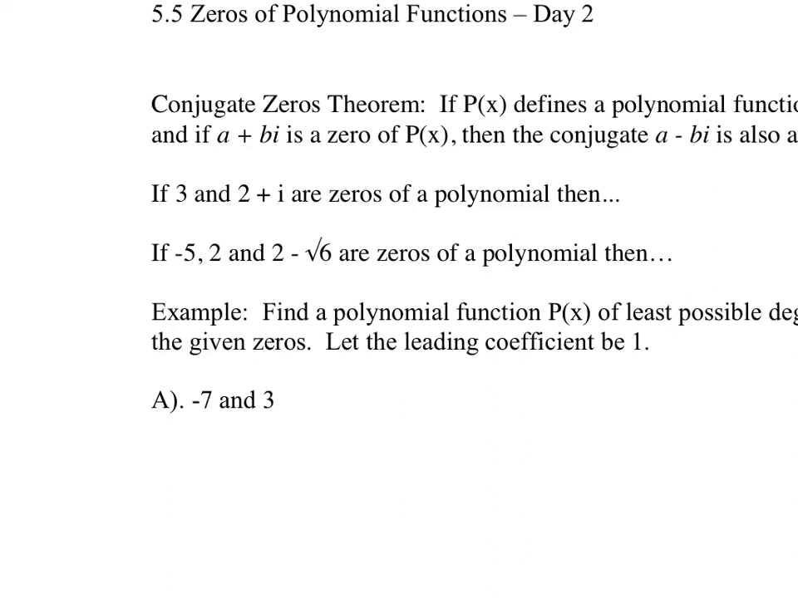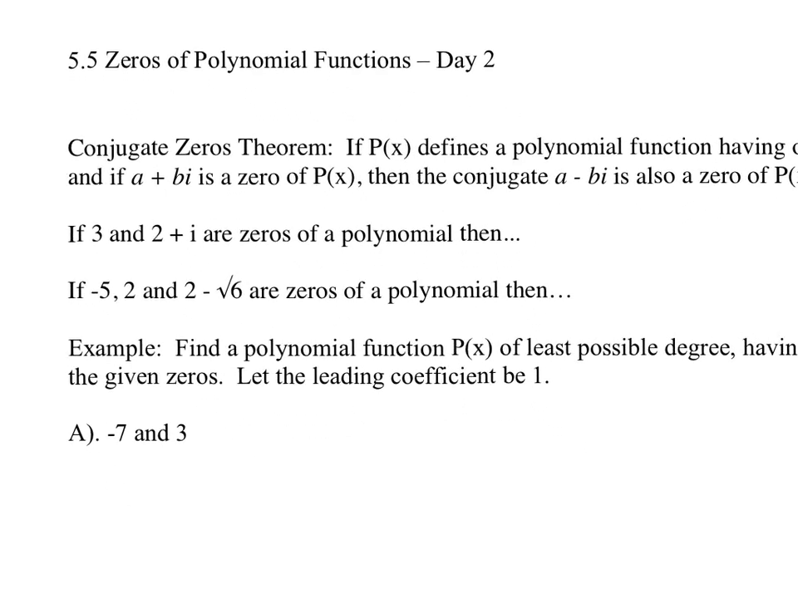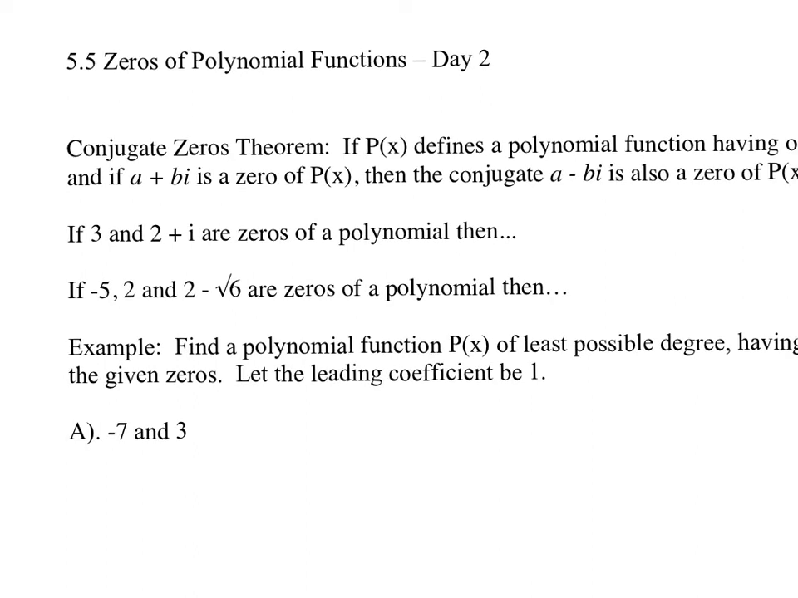Okay, so we have section 5.5, and what we're going to do is work backwards. We're going to work from the zeros, then go to the factors, and then distribute and FOIL out to get the polynomial.